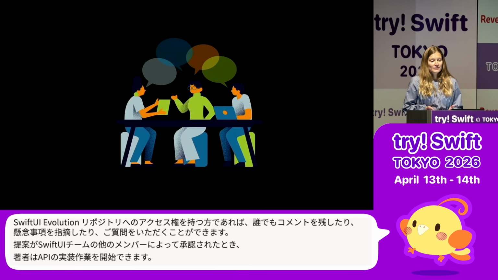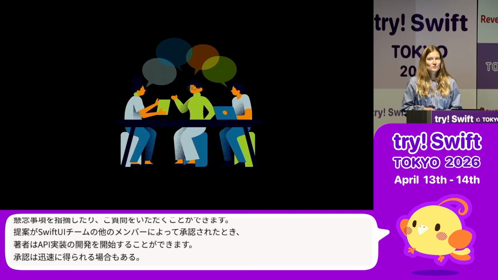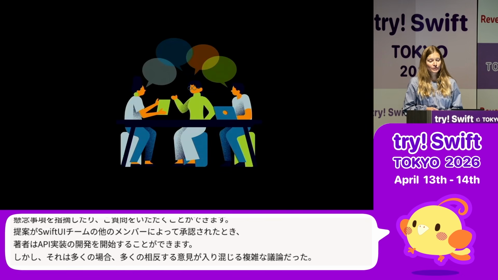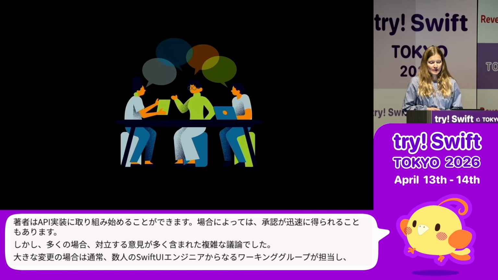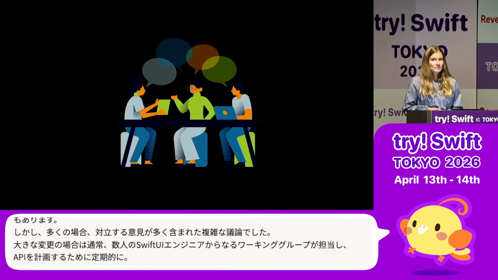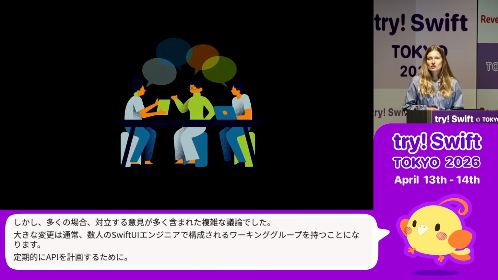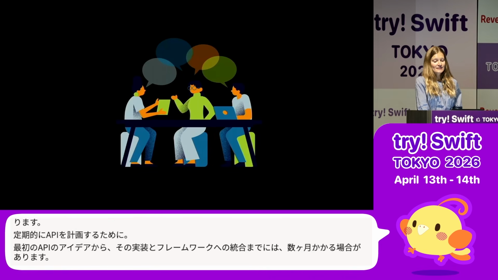Sometimes the approval can be achieved quickly, but quite often it will start a complex discussion with many conflicting opinions. Big changes would usually have a working group of a few SwiftUI engineers meeting regularly to plan the APIs. It can take many months from the initial API idea to its implementation and integration into the framework. Creating new SwiftUI APIs is not an easy task.